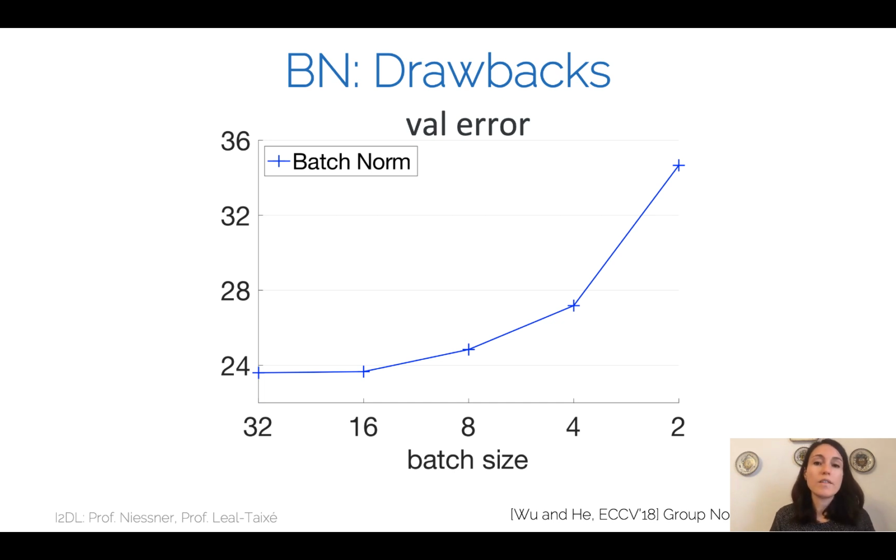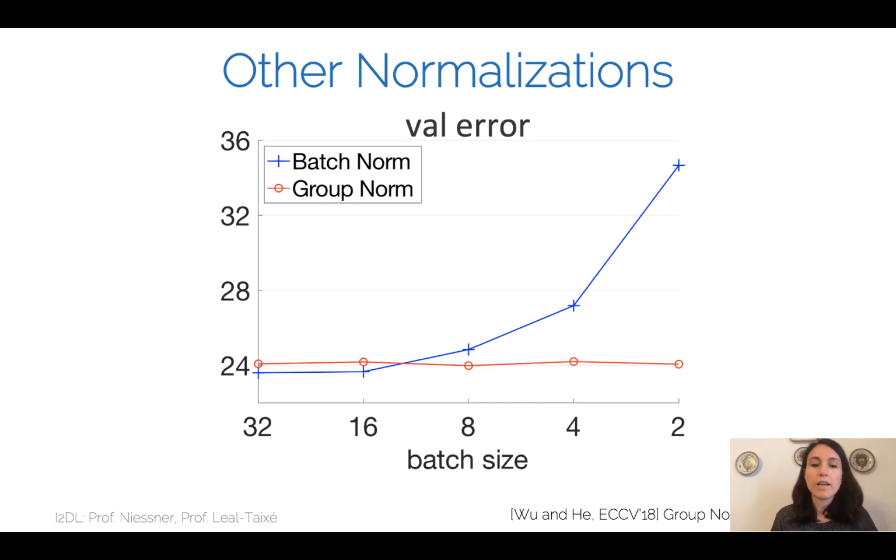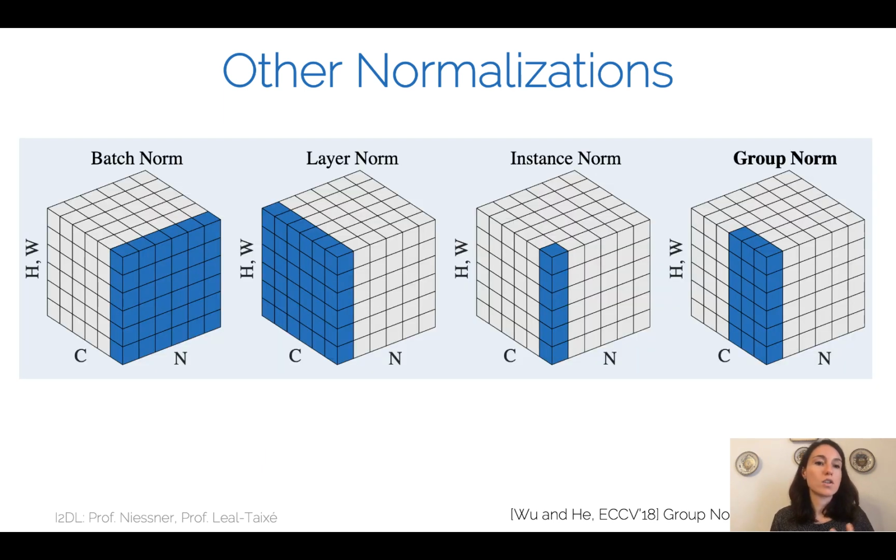But there are other normalizations possible, and in particular, group normalization is another type of normalization that stays quite constant, so the error stays quite constant even if the batch size is reduced quite a lot, even to the extreme of getting to a batch size of 2. And so how do these other normalizations actually look?